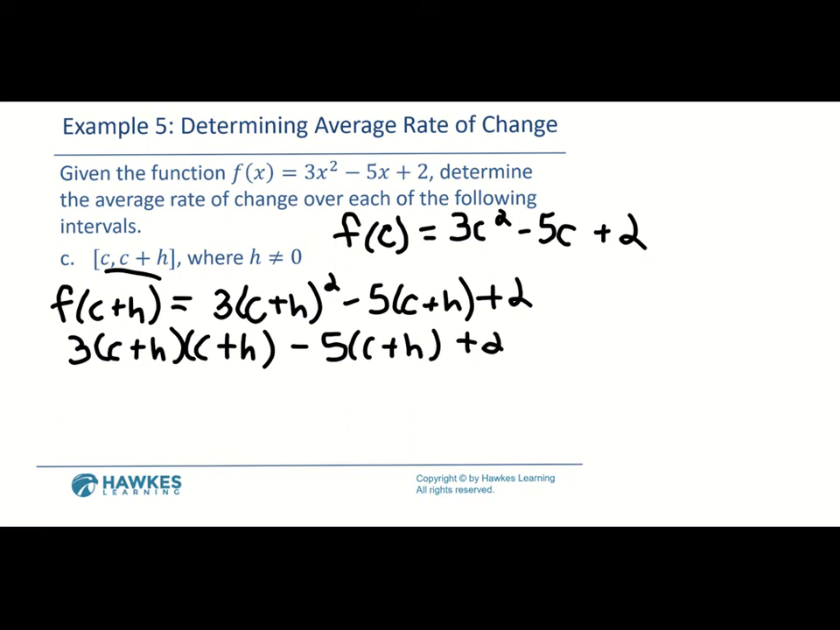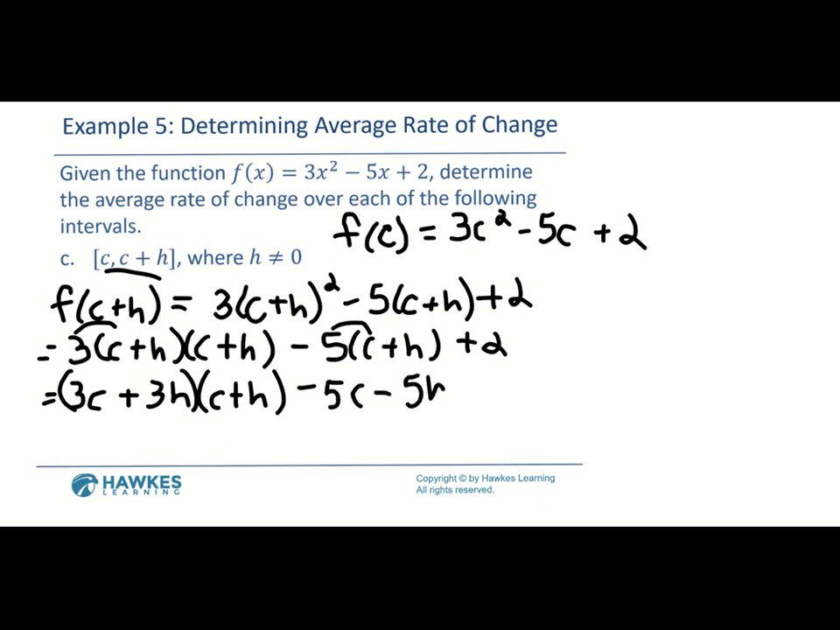And now we just have to multiply and simplify. So I'm going to distribute that 3 to this first term here. So I'm going to do 3c plus 3h. And then I have to multiply that times c plus h minus, I'm going to go ahead and distribute the 5. 5c minus 5h plus 2.